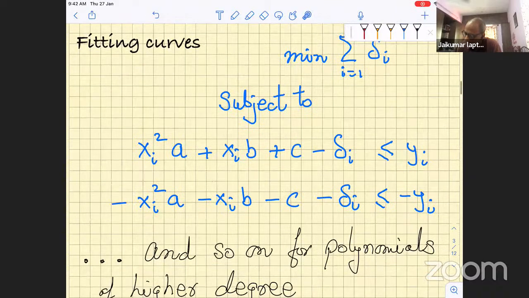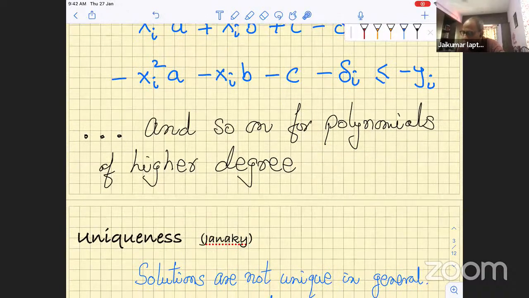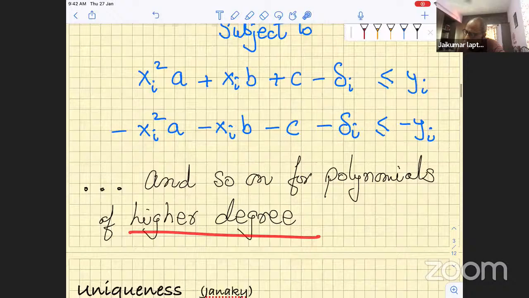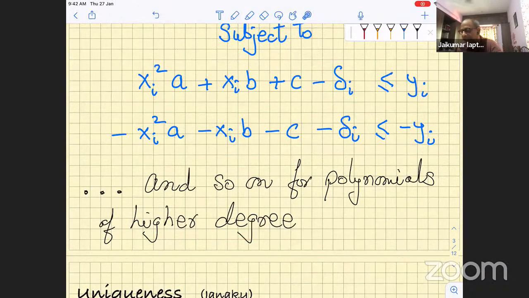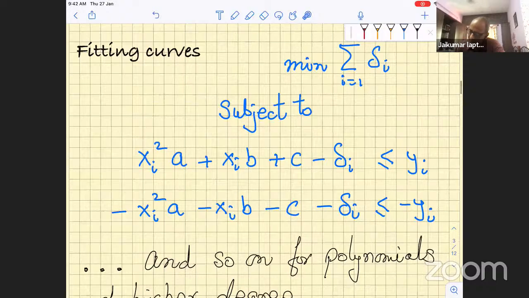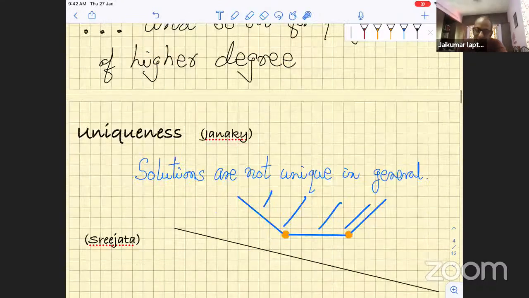And it's the same sort of equation, except that you have 3 variables now instead of 2. For polynomials of higher degree, just the left-hand side changes. Instead of a, b, c, you will have a, b, c, d. Or if you want a degree d polynomial, then you will have d plus 1 coefficients. Okay, good. Any questions at this point?